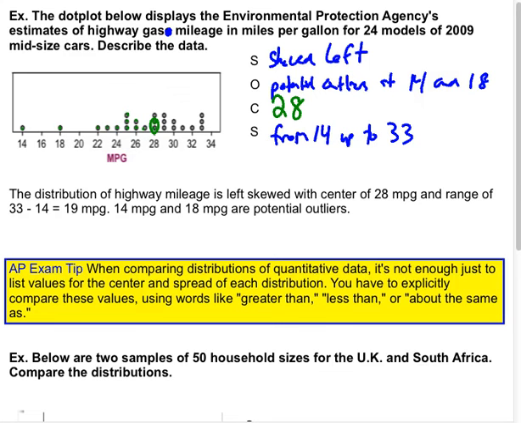19 miles per gallon. 14 miles per gallon and 18 miles per gallon are potential outliers. So here I took it a step further. I also showed what the range actually was, the difference between the min up to the max. Notice though that I did all my scratch work, then I went and put it in complete sentences. That's going to be key: you write full sentences, complete thoughts.